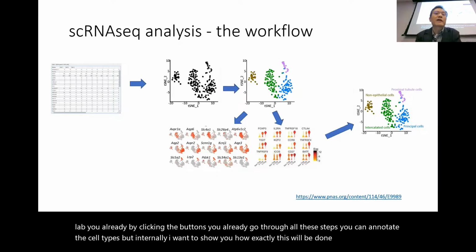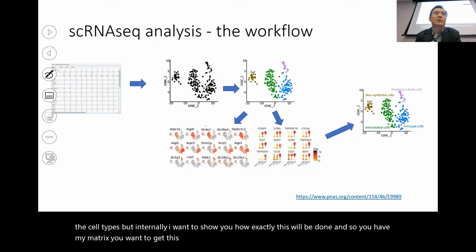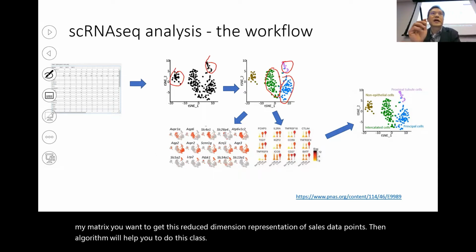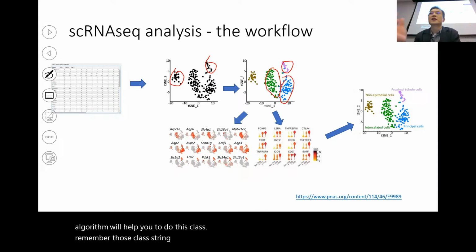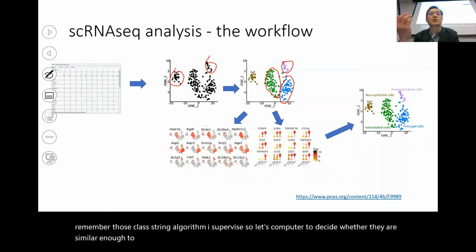And so you have the UMI matrix. You want to get this reduced dimension representation of the cells as data points. Then an algorithm will help you to do this clustering. Remember, those clustering algorithms are unsupervised. So let the computer decide whether they're similar enough to be grouped as the same group.